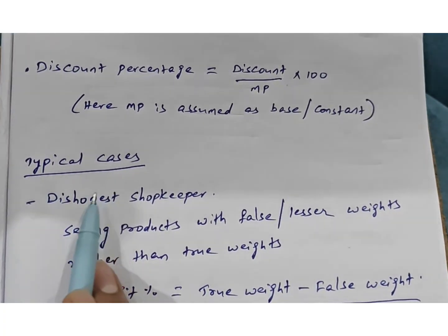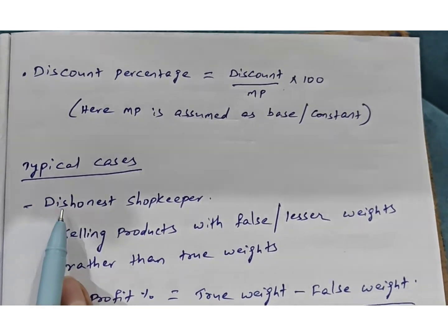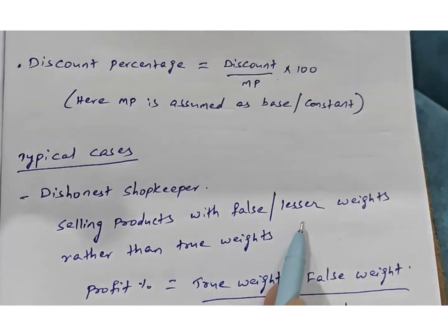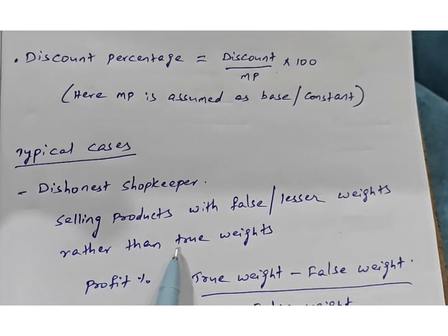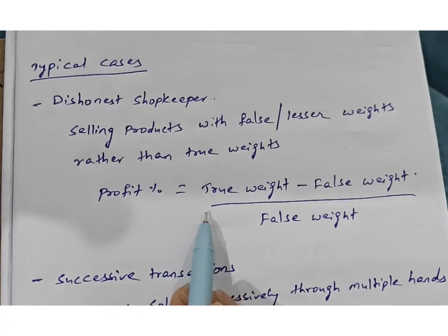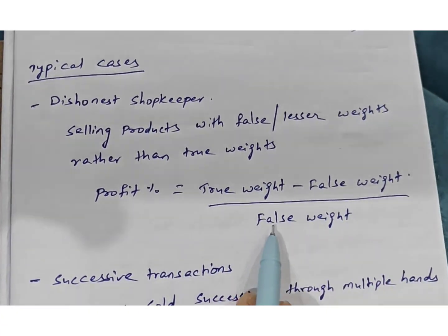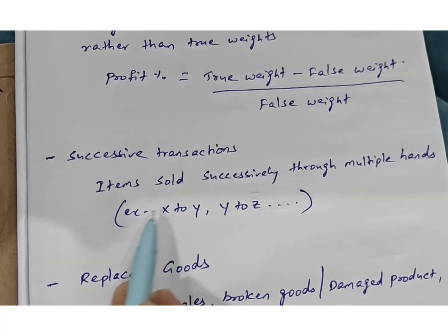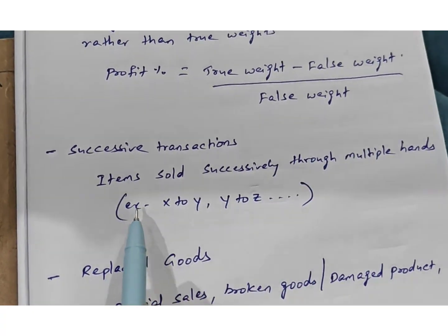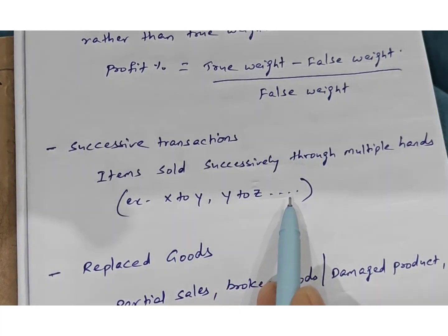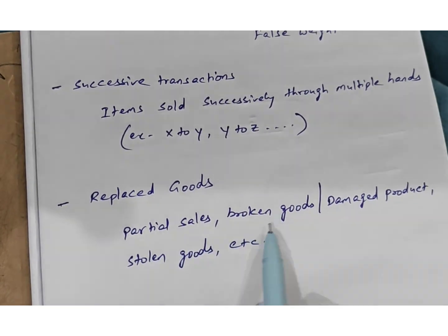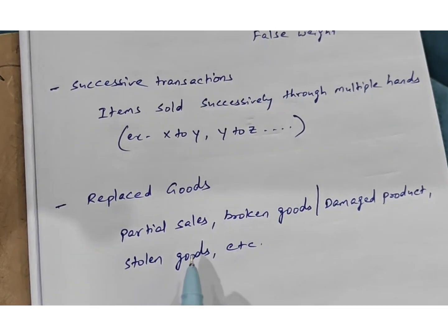Some typical cases which can be encountered occasionally are concepts like the dishonest shopkeeper. Here, the dishonest shopkeeper means selling products with false or lesser weights rather than true weights. Here, the profit percentage is equal to (true weight minus false weight) by false weight. And there are successive transactions, like an item sold to successive persons, for example X to Y, Y to Z, etc. And some concepts like replaced goods, partial sales, broken goods or damaged products, stolen goods, etc.